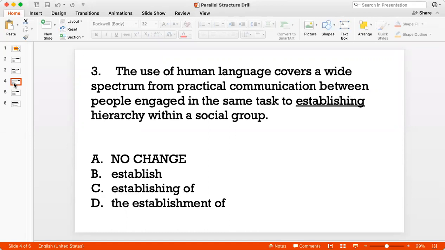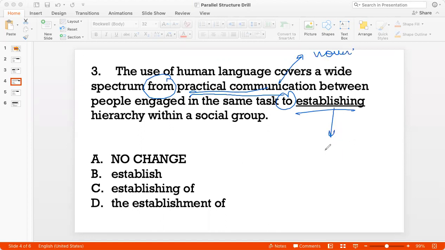The use of human language covers a wide spectrum from practical communication between people engaged in the same task to establishing hierarchy within a social group. So I'm saying the use of language covers a wide spectrum from something to something. And this from something has practical communication, which is a noun, right? And here I'm using a gerund, which is when I use the ing form of a verb to indicate a noun. But that's not what I'm looking for. I'm looking for a noun that is parallel to communication. Practical communication to establishment, right? Because establishment is the noun.